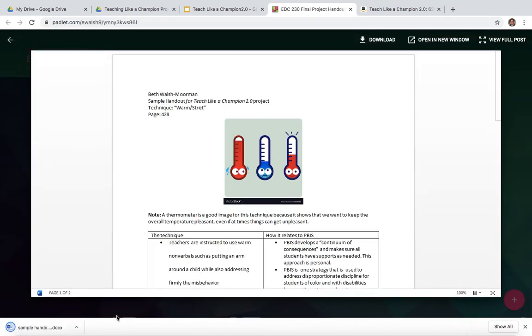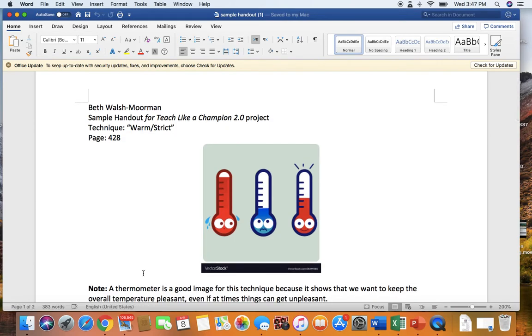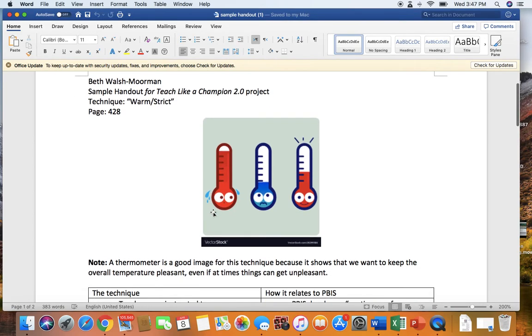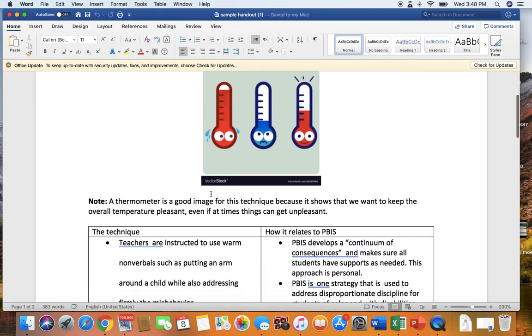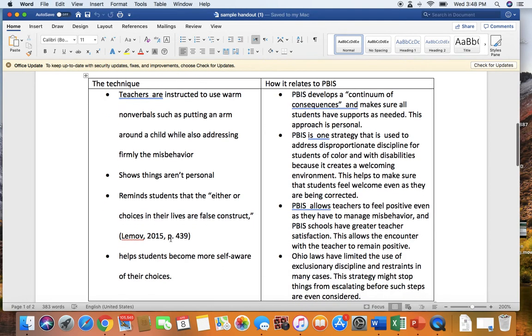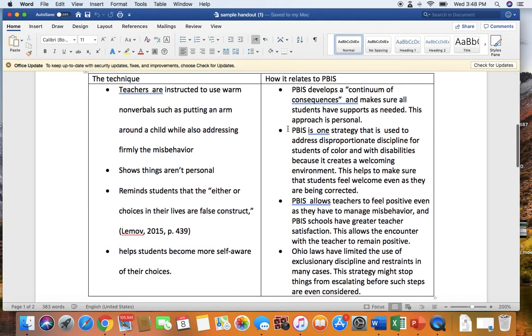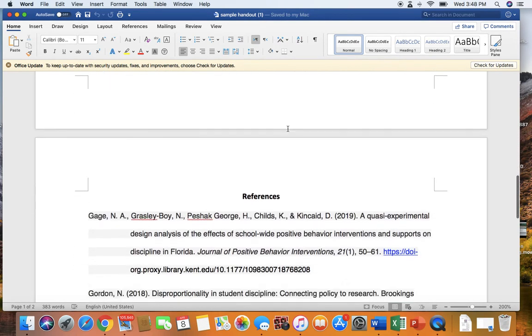You're just going to talk about one strategy that you talked about 3 to 5 in the paper. For the handout, you're just going to pick one strategy. And very simple, you do a visual that somehow represents the strategy. So in this one, I have the strategy warm strict on page 428. I put my picture, explain why I have the picture, then I explain the technique on one side, and then I explain how it relates to my research on the other side. So you'll see that I added all of those.